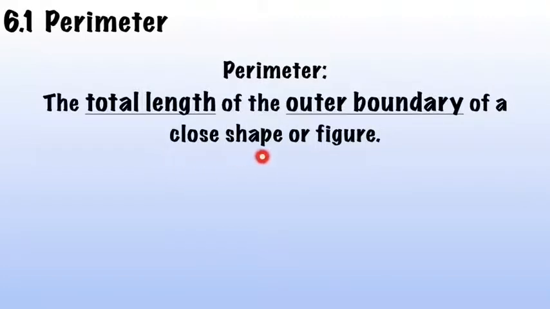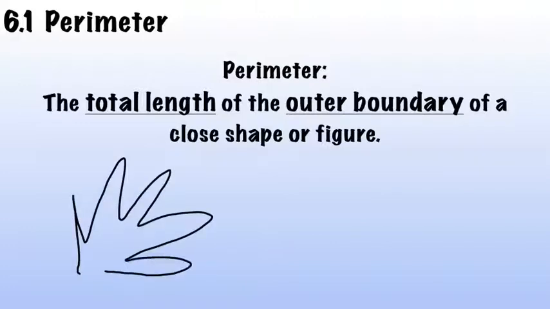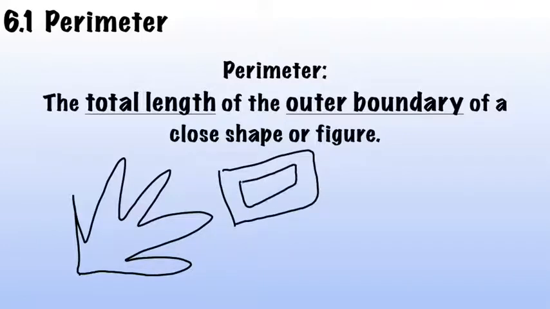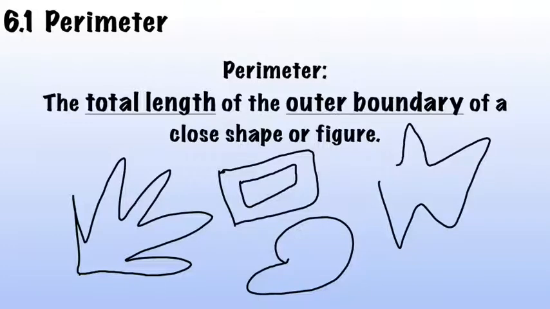A closed shape means a shape like this, or like this, or like this. We call it a closed shape. If the shape is like this or like this, it's not a closed shape.